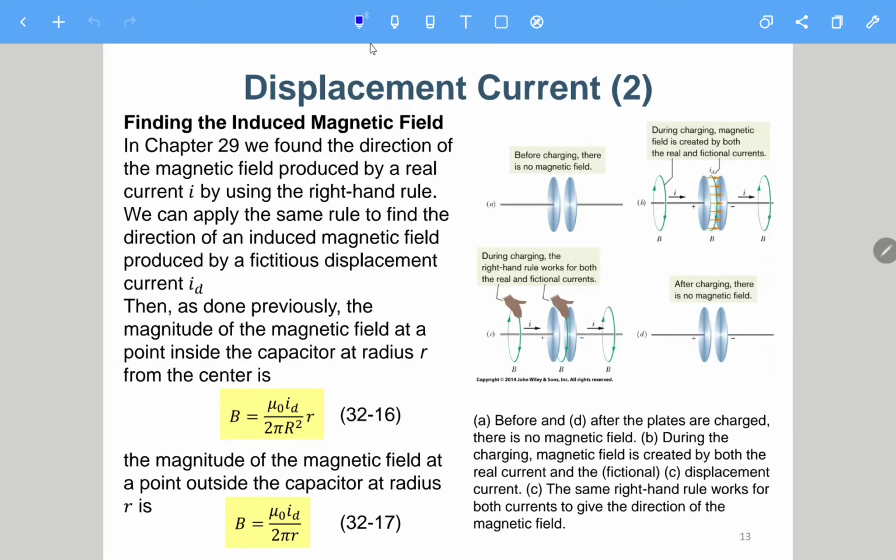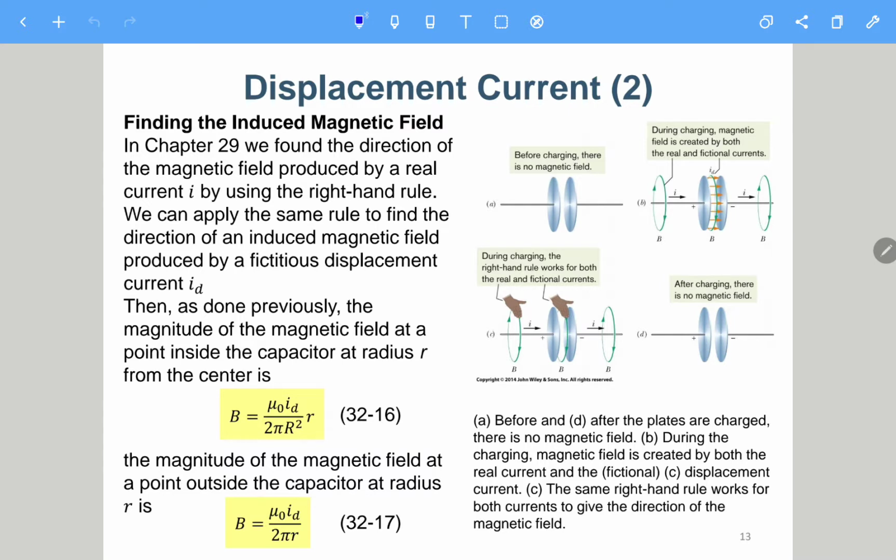Here it also mentions the displacement current and finding the induced magnetic field. In chapter 29, we found the direction of the magnetic field produced by a real current by the right-hand rule. We can apply the same rule to find the direction of an induced B field by a fictitious displacement current ID. Then, as done previously, the magnitude of the magnetic field at a point inside the capacitor at radius r from the center is this expression, and outside is this expression.